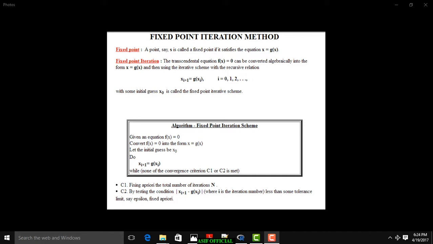The algorithm for the fixed point iteration scheme is: given an equation f of x equal to 0, we have to convert it into the form x equal to g of x. Let the initial guess be x0, then x of i plus 1 is equal to g of x of i, in a loop, while none of the convergence criteria C1 or C2 is met. C1 is fixing a priori the total number of iterations n, and C2 is testing the condition that the absolute value of x of i plus 1 minus g of x of i, where i is the iteration number, is less than some tolerance limit, say epsilon, fixed a priori.